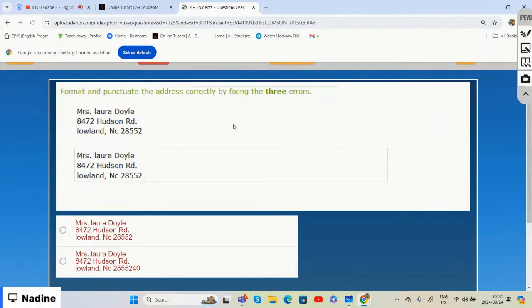We need to fix three errors. It says format and punctuate the address correctly by fixing the three errors within this address. It's addressed to Mrs. Laura Doyle, 8472 Hudson Road Street, Lowland, comma, NC, and there we have the zip code. Which one is correct? We need to fix the three errors.